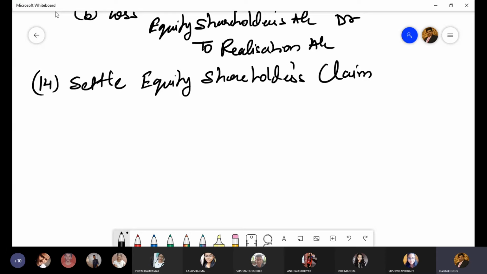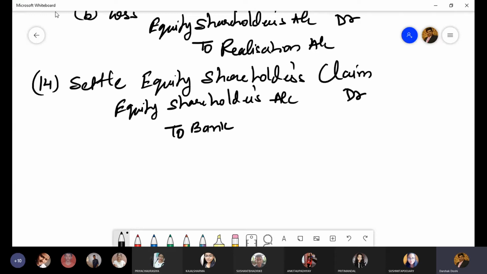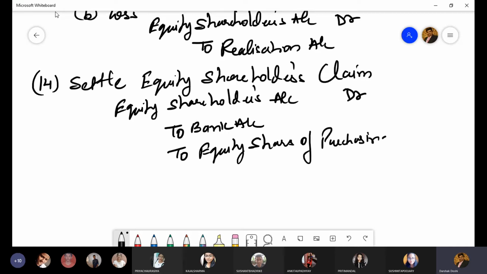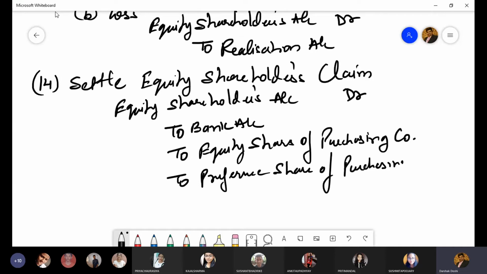The entry when equity shareholders will be paid will be equity shareholders account debit to bank if cash is paid, to equity shares of purchasing company, to preference shares of purchasing company. Whatever is paid to equity shareholders, that will come in the credit.